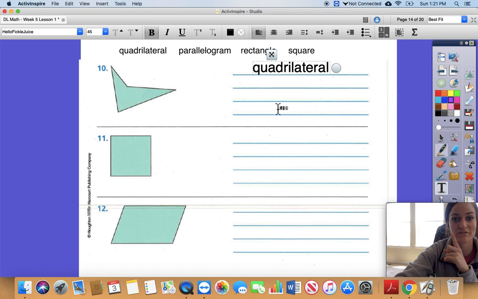Now, this might be getting really confusing, and that's okay. If it is, I'm going to try to post some other videos too that will help you keep all of this straight. So this one is just a quadrilateral. It doesn't fall in any of the other categories.